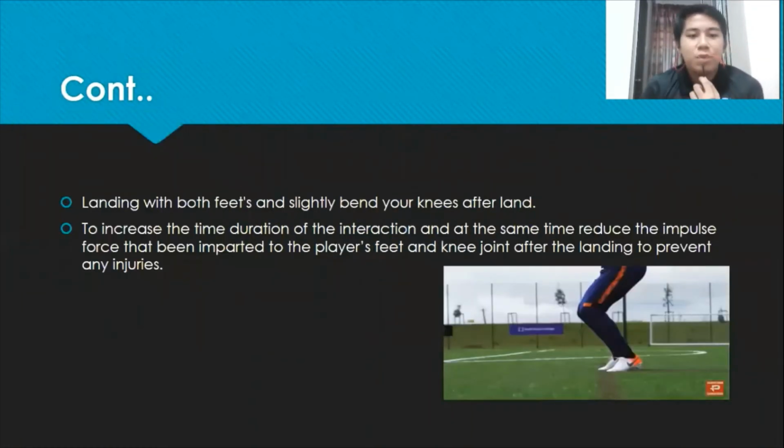And then land with both feet and slightly bend your knees after landing, because we want to increase the time duration of the interaction, and at the same time reduce the impulse force imparted to the player's feet and knee joint after the landing to prevent any injuries to the player.